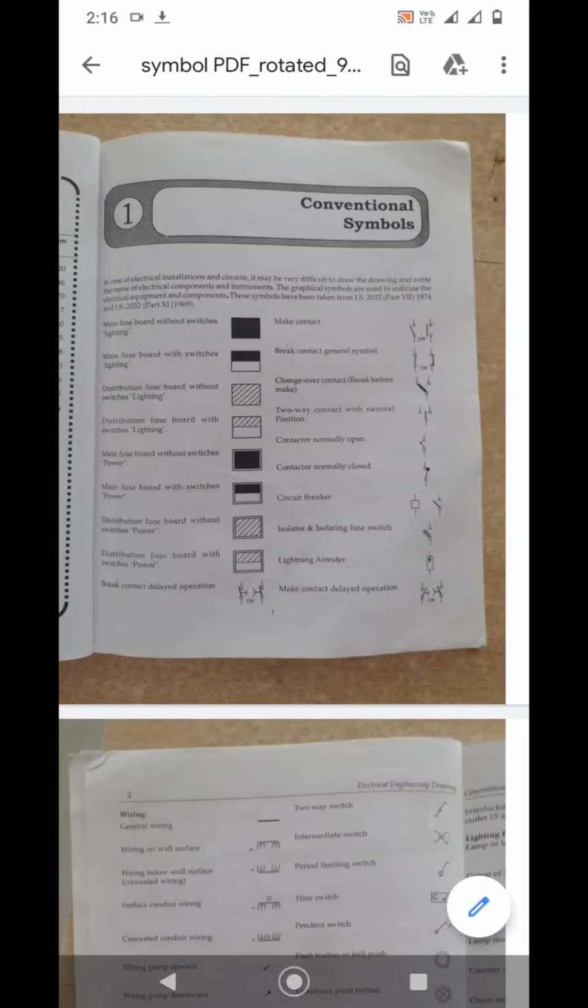Today we perform the practical number 1. Draw different electrical symbols using drawing instruments as per IS 1032. The question is how to learn electrical symbols before drawing.